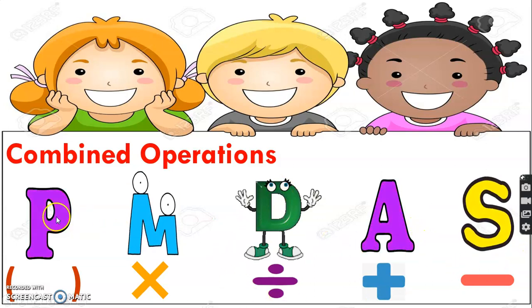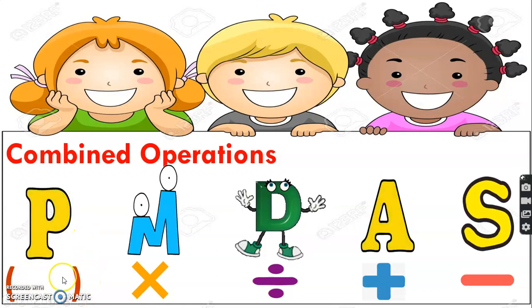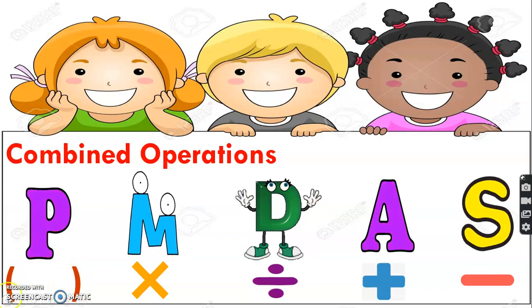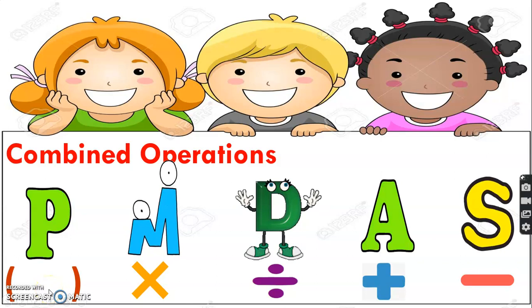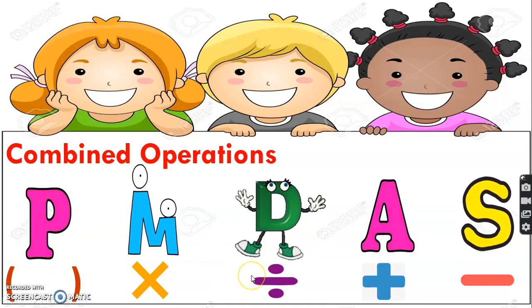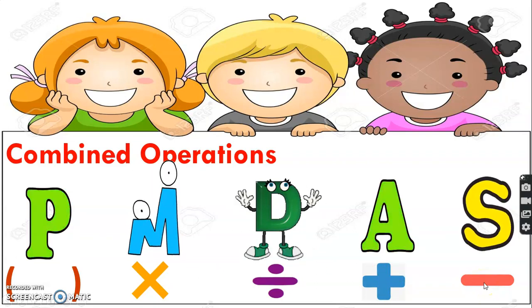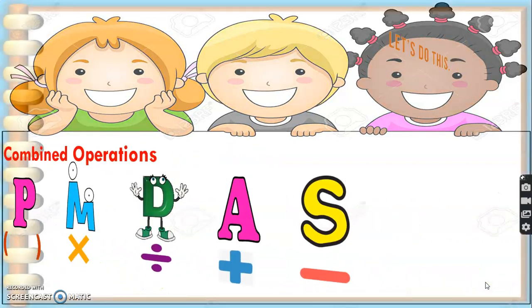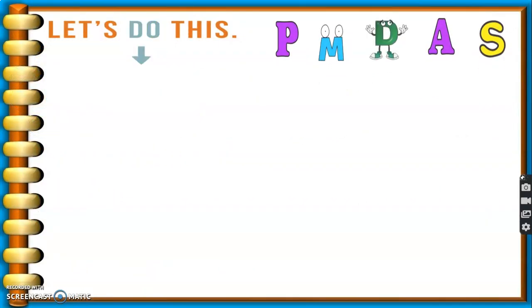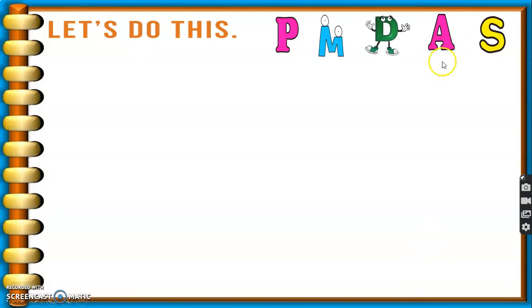P stands for parentheses, which means when you have combined operations, you first solve what is inside the parentheses, then proceed to multiplication, then division, addition, and lastly, subtraction. Let's follow this pattern, PMDAS.